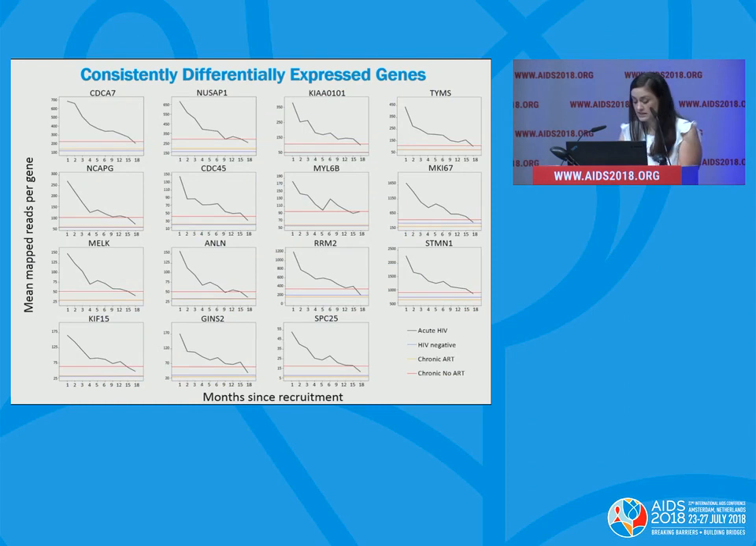As you can see, the x-axis is time up to 18 months since recruitment, and the y-axis is mean mapped reads per gene. Acute HIV is represented in black and is highly overexpressed in early infection, with a gradual decline across time. As the control groups do not have follow-up time points, their mean mapped reads per gene are indicated as a constant line, with uninfected controls in blue, chronic with ART in orange, and chronic without ART in red. And of the controls, the chronic without ART has the highest expression of these genes, as indicated by being the highest constant line on the graph, and therefore over time quickly becomes the most difficult control group to differentiate from acute HIV.